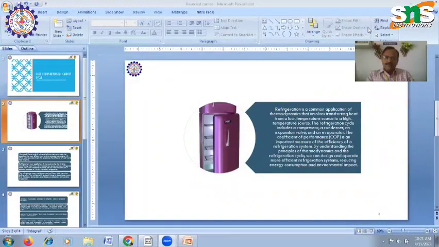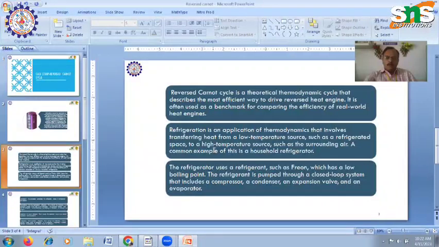The reversed Carnot cycle is an ideal cycle where we can expect the coefficient of performance to be very high. But in an actual case, some losses happen, so it will be lesser than the ideal case, and the reversed Carnot cycle is used for comparison of the actual performance of the refrigerator. So the reversed Carnot cycle is a theoretical thermodynamic cycle that describes the most efficient way to drive a reversed heat engine, that is a refrigerator. It is often used as a benchmark for comparing the efficiency of real world refrigerators.